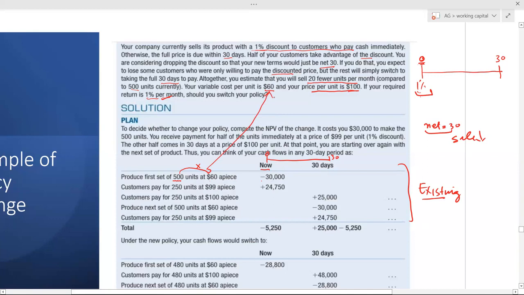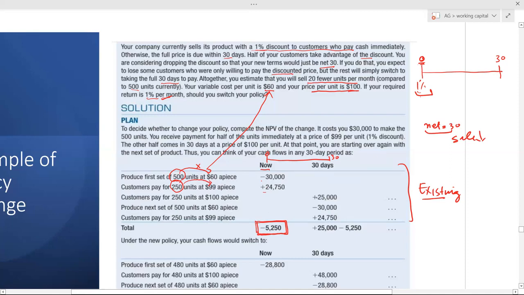And you know that with the existing policy, whatever is the sale, 50% get the discounted price. So 500 units are sold, 50% of 500 is 250. But the price is the discounted price. Instead of 100 you will receive 99 per piece. So what is the inflow? That is 24,750. This is your inflow or total cash flow. It could be either outflow or inflow, right? So this is your total flow, negative now at time 0.